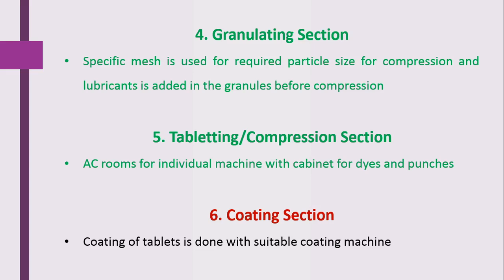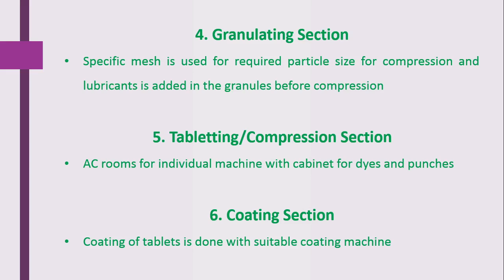Different machines like coating pans and spray coating machines are there, as well as a polishing pan which is available in this section. So these are the 6 sections which are required for tablet manufacturing.